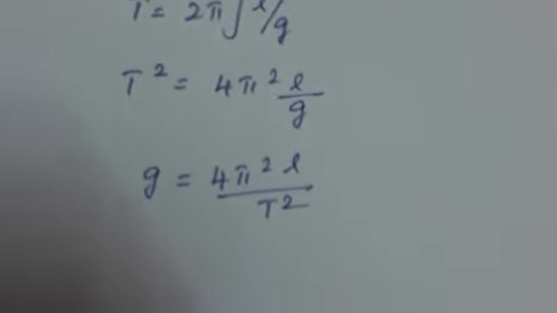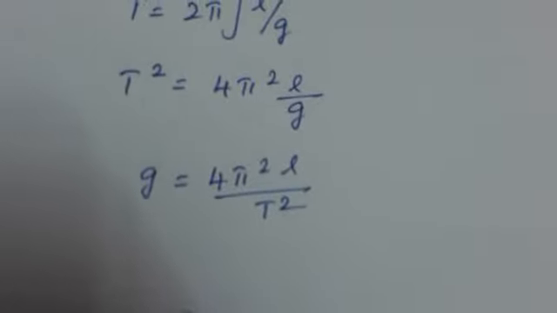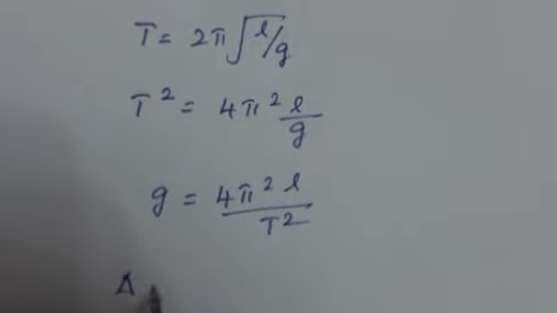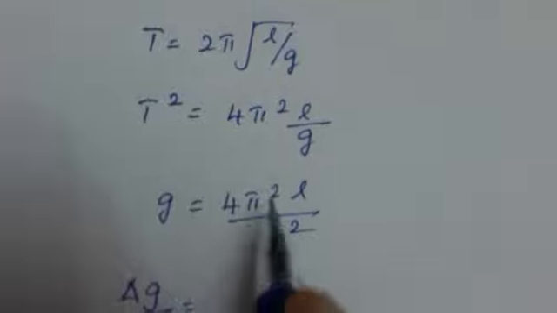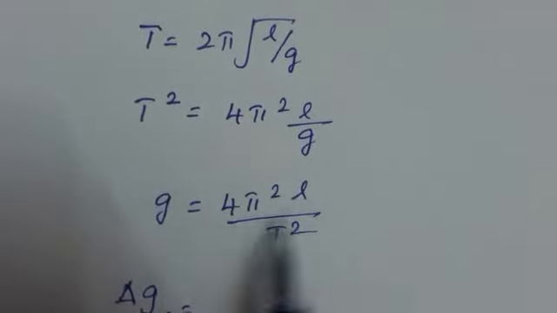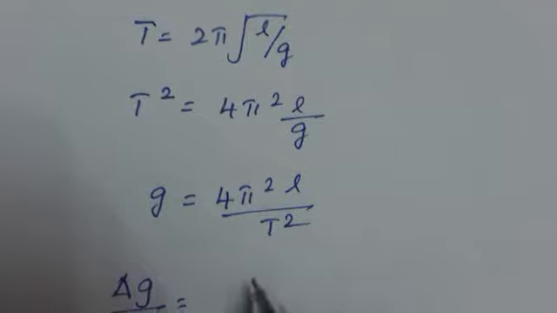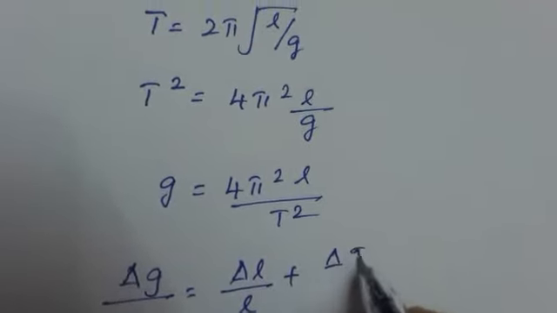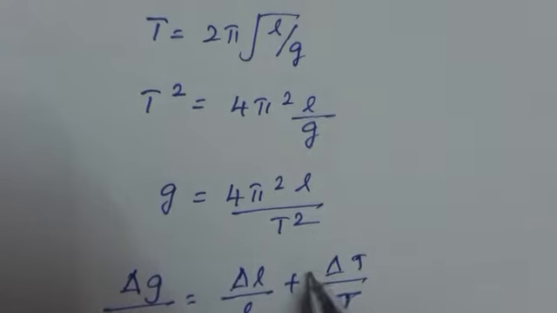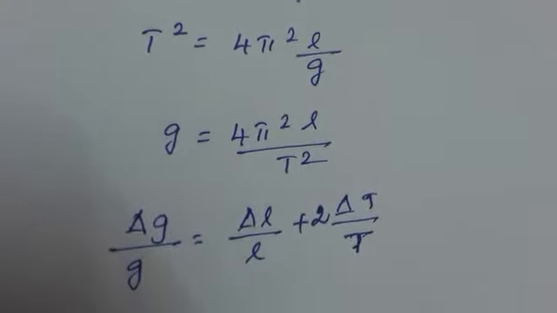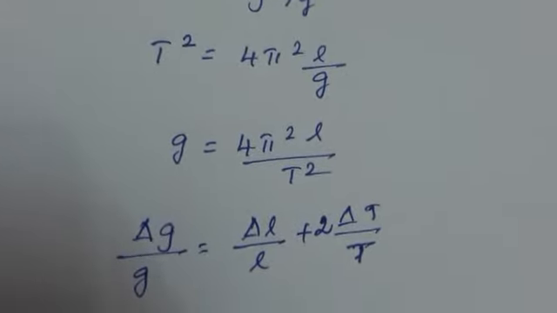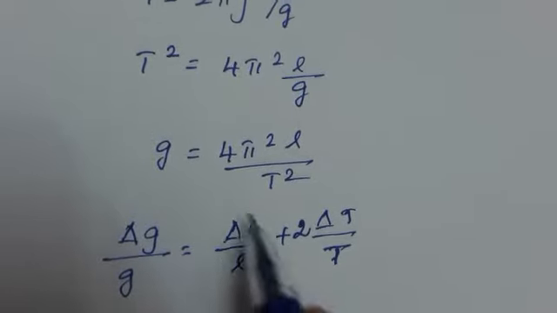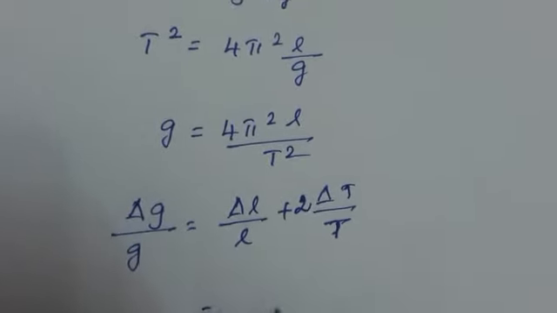Now I have to use the propagation of errors. From this formula, delta g by g is equal to, for 4 pi square there is no propagation of errors, so it is delta L by L plus delta T by T. It is T square, so 2 into delta T by T. Now what you have to find is delta g by g. Delta L by L is given. What is your delta L value?